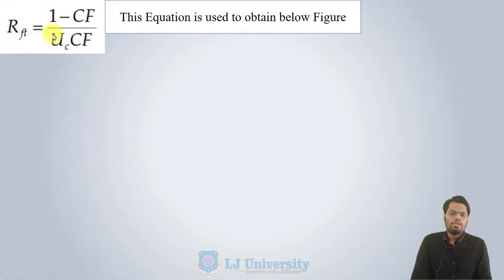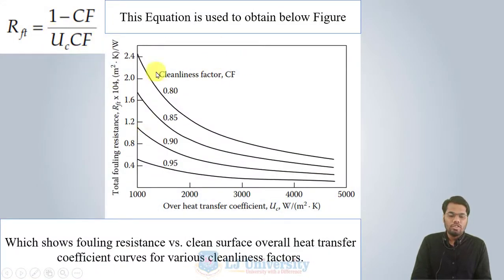Now, from this equation, there is a figure which shows the relation between the overall heat transfer coefficient for the clean surface and the total fouling resistance for various cleanliness factors CF. It shows fouling resistance versus clean surface overall heat transfer coefficient on the x-axis. As you can see in this figure, as the overall heat transfer coefficient for the clean surface decreases, the cleanliness factor shows a higher fouling resistance.